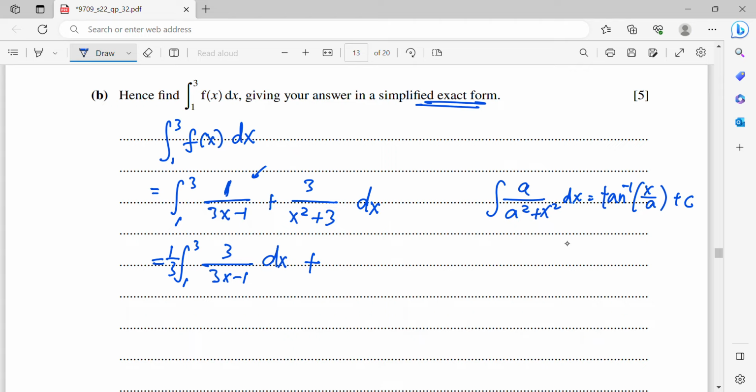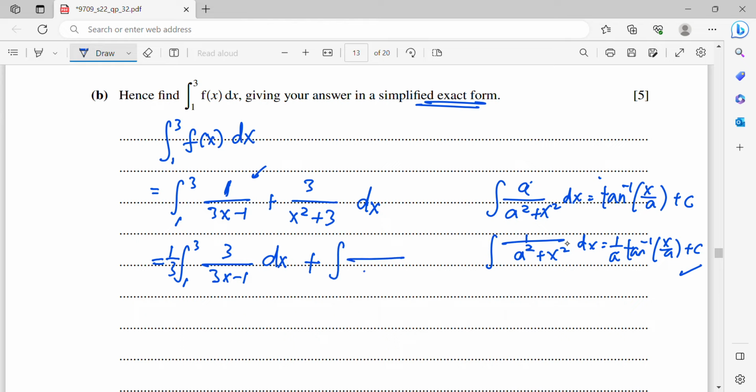But if you want to make the numerator be 1, this a will be moved to the other side. So it becomes 1 integrates 1 over a squared plus x squared dx, it becomes 1 over a inverse tangent x over a plus c. So I'm going to use this formula. But of course, I have to change to a squared plus x squared in the denominator first.